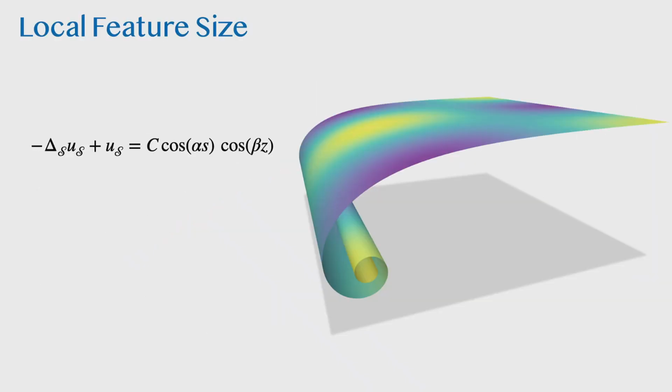Another criterion for adaptivity is the local feature size, which tells us how much room in the embedding space we have for the grid. In this example, the resolution of the grid must be finer in the region where the actual spiral sheet wraps around, and it can be coarser further to the right. We solve this screened Poisson equation with homogeneous Neumann boundary conditions, and the exact solution is this multiplication of cosines, where you have the S parameter, which goes around the spiral, and the Z parameter is the depth of the sheet.